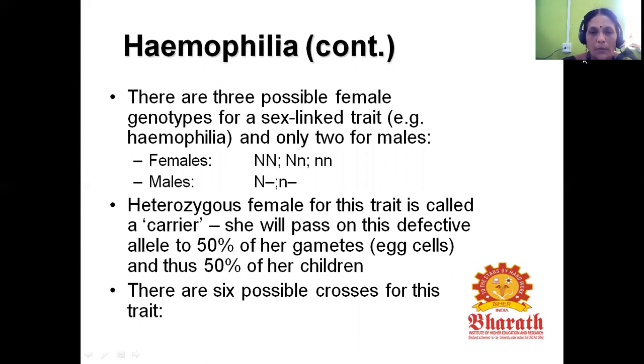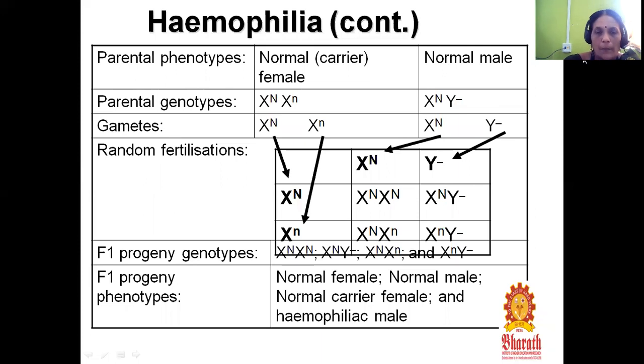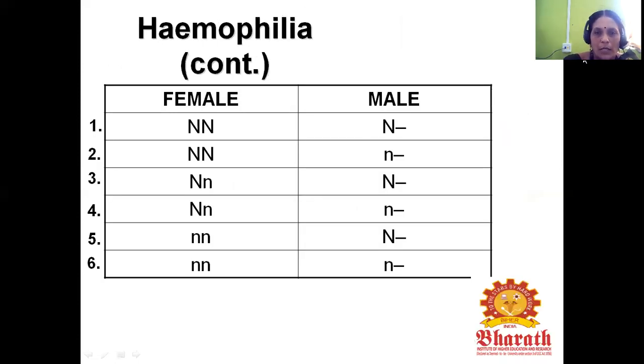So there are 6 possible crosses for this trait. The parental phenotype is a normal carrier female crossed with a normal male. The parental genotype is X capital N X small n and X capital N Y. So gametes are produced like this. Then random fertilization, and you get the F1 progeny genotypes. The F1 progeny phenotypes are normal female, normal male, normal carrier female, and hemophilic male. Thus, these possibilities are present in hemophilia.